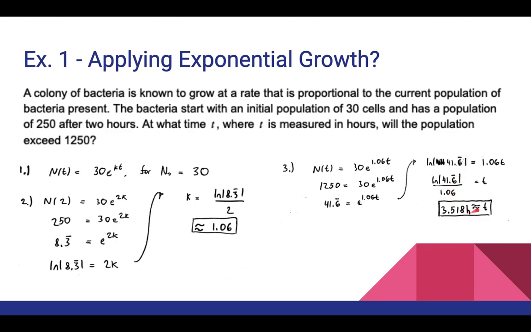So our bacteria is going to reach a population of 1,250 cells at t equals approximately 3.158 hours.